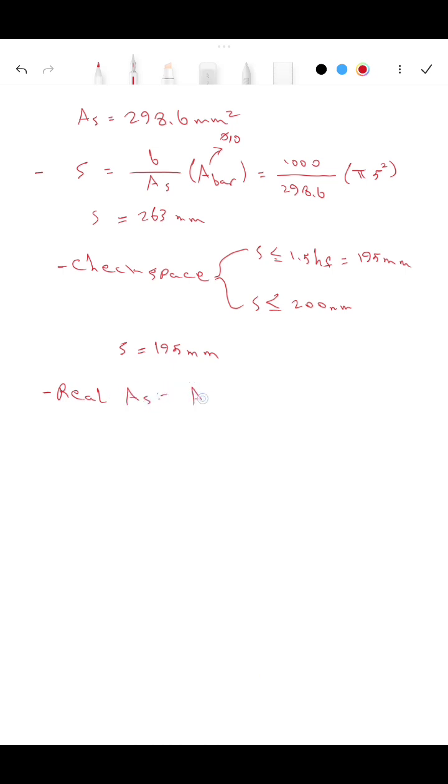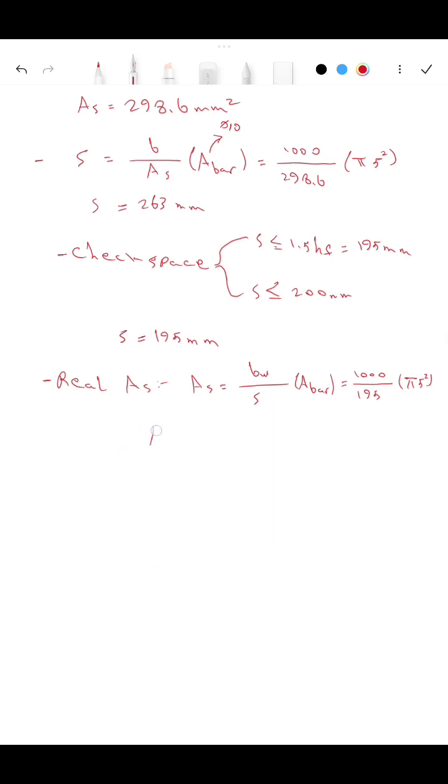So real area of steel, AS equals BW divided by S times the area of the bar, and it equals BW 1000 divided by 195 times pi times 5 square. So 1000 divided by 195 times pi times 5 square, and it equals 420. This is the area of steel. We will use 0.77 millimeter square.